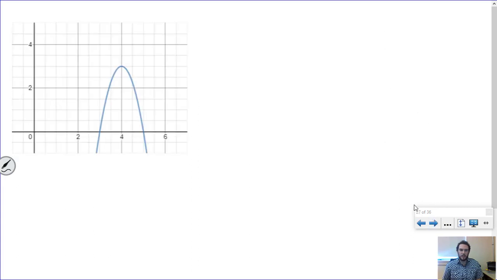Okay, let's try b. Again, we need a vertex, so we have a vertex here at 4, 3, and we have a second point down here at 5, 0. The second strategy we talked about is doing it algebraically. Using your vertex form, so y equals a times (x minus 4) squared plus 3, and then plugging in this value for x and y.